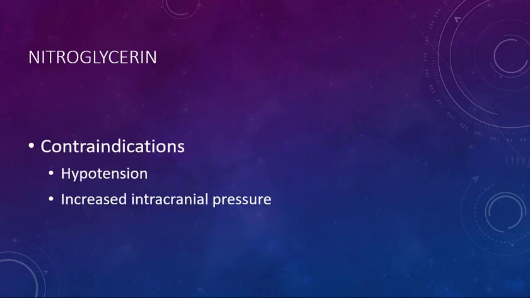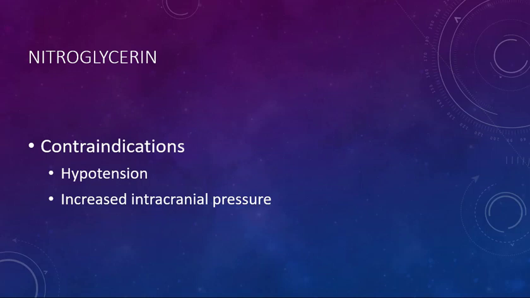Contraindications. We don't give our patient nitroglycerin if their blood pressure is too low or too high as a result of increased intracranial pressure, okay? The parameter that we're going to administer nitro is that our patient has to have a systolic blood pressure of at least 100.